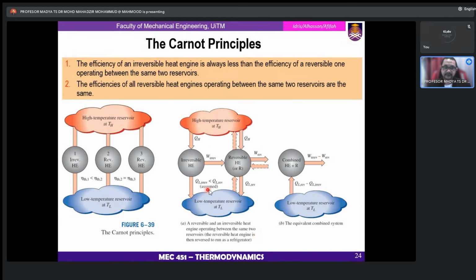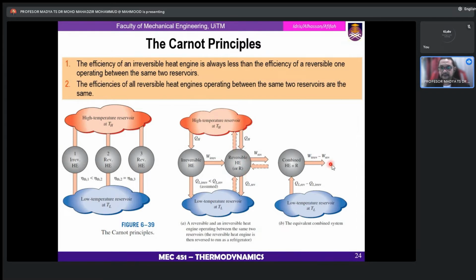This is the situation at the left side here: this is the actual engine, and this is the reversible heat engine, which we can then call the refrigerator. Also, the reversible heat engine is reversed to run as a refrigerator, as I said just now.